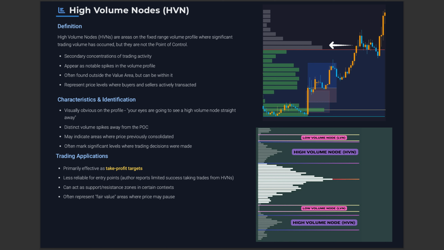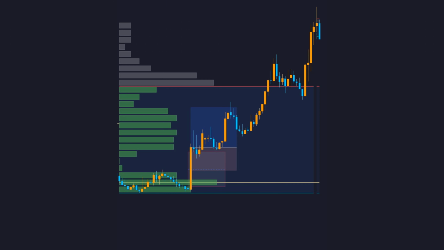Here's what HVNs represent. These are secondary areas where significant trading activity occurred. Maybe there was a battle between buyers and sellers. Maybe institutional players accumulated or distributed positions, or maybe the market found temporary equilibrium before moving on.